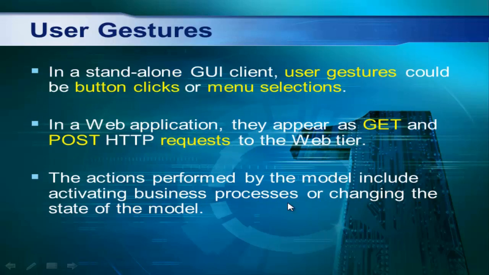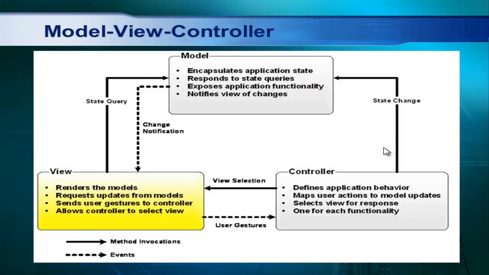So when somebody clicks on the button, it is forwarded. This is in case of the GUI application. In case of the web application, the work of the view is to get that request, a get or post request, and send it to the controller. So this is the work of the view.